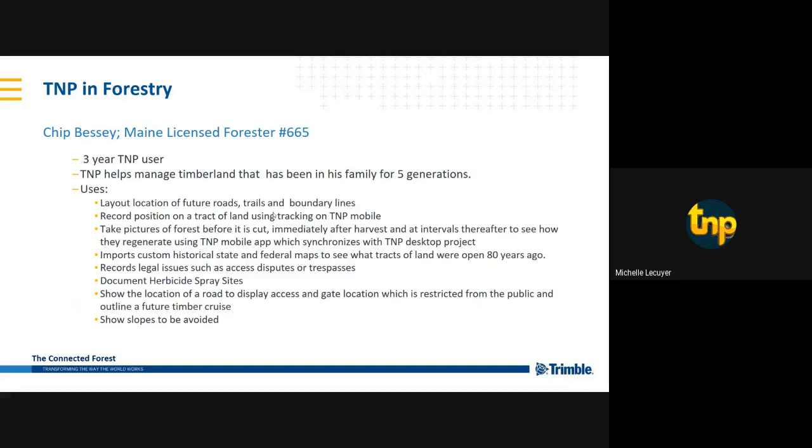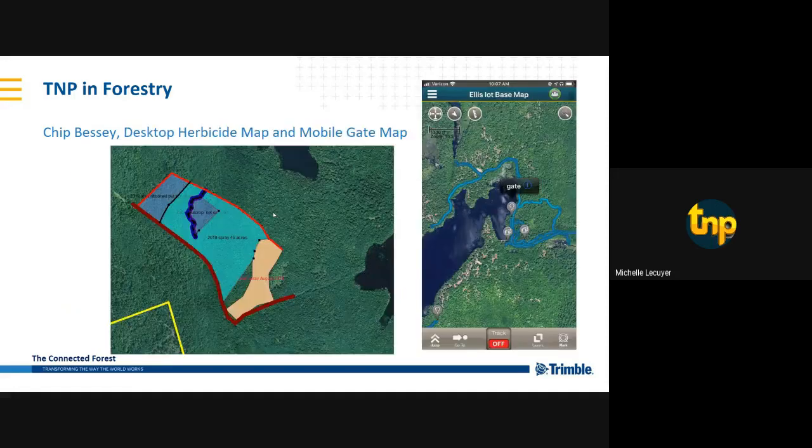Here are some TMP maps that Chip has produced. You'll see on the left-hand side desktop TMP showing acreage that has been sprayed with herbicides. On the right-hand side, you'll see the TerrainNavigator Pro mobile app showing the display of the gate to access roads and things like that.